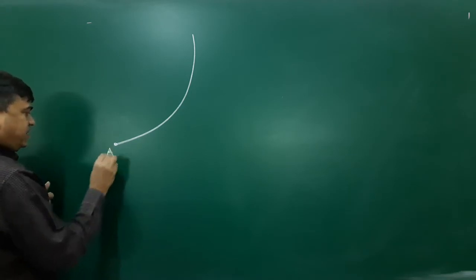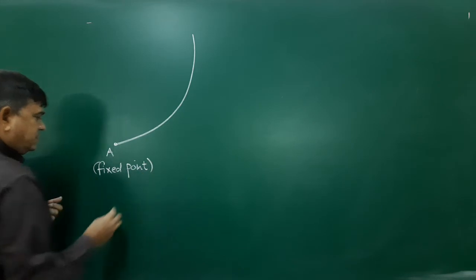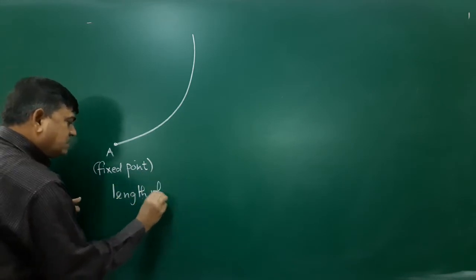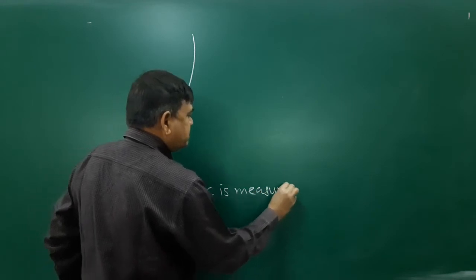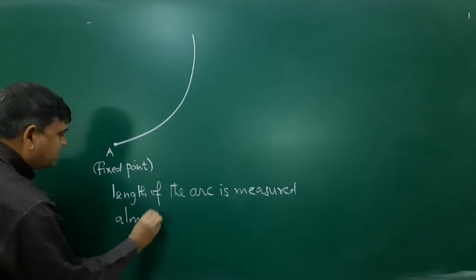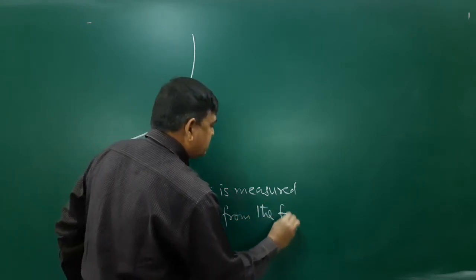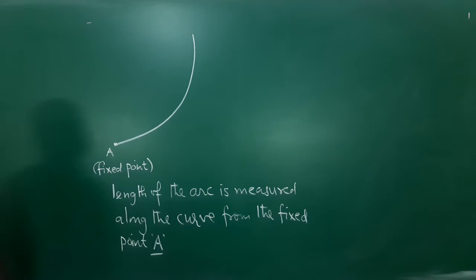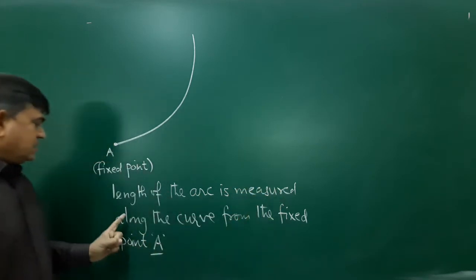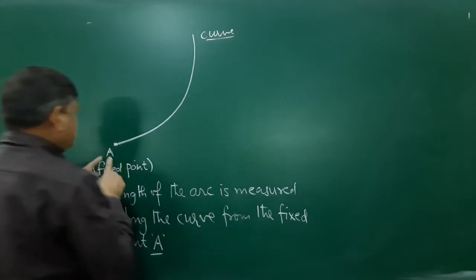Suppose this is any curve and this is the fixed point A. Length of the curve or length of the arc is measured along the curve from the fixed point A. This is the curve. This is the fixed point.